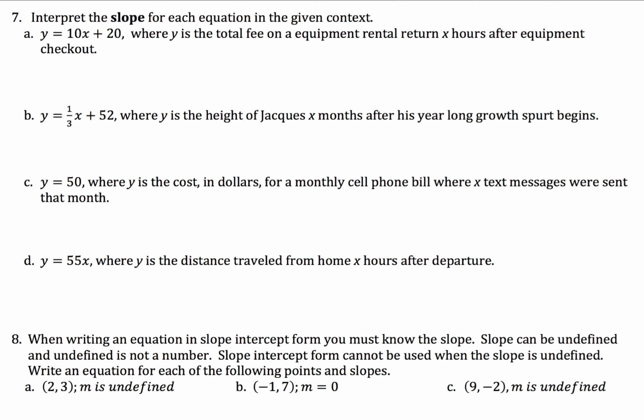And then on number 8, you're going to write an equation for 3 different lines described, but 2 of them have an undefined slope, so there's no way to use y equals mx plus b. The other one does have a slope of 0, so you can use y equals mx plus b for that one. But the other two are vertical lines, therefore they don't even have a y in them. They should be x equals equations.